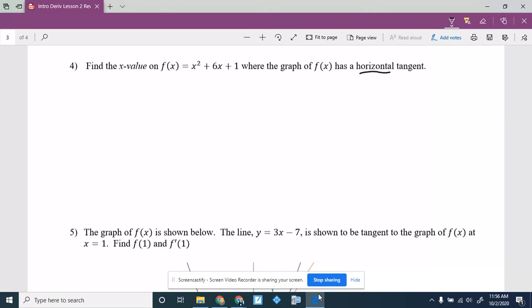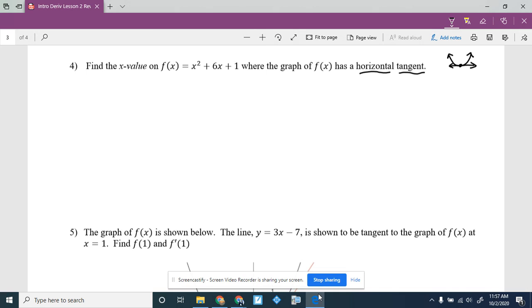So first off, what does it mean, horizontal tangent? Hopefully you're not thinking horizontal asymptote, because that's not what this says. Horizontal tangent. So if I was to look at the graph of f, which by the way, we all know is a parabola, and it's going to be concave up, I want to know when the tangent is horizontal.